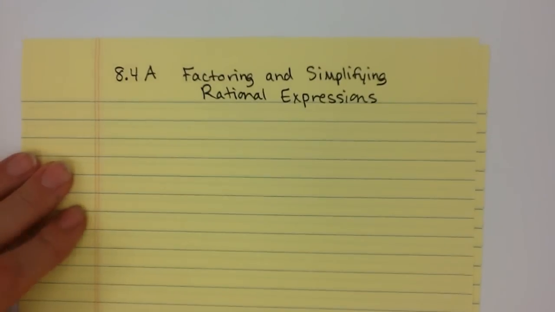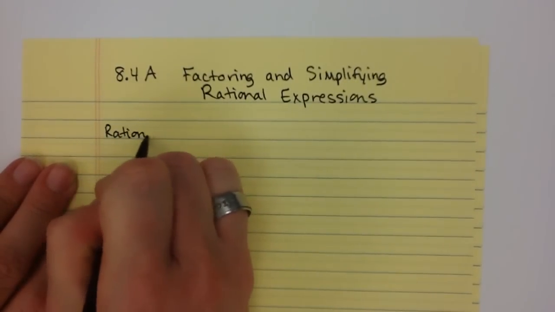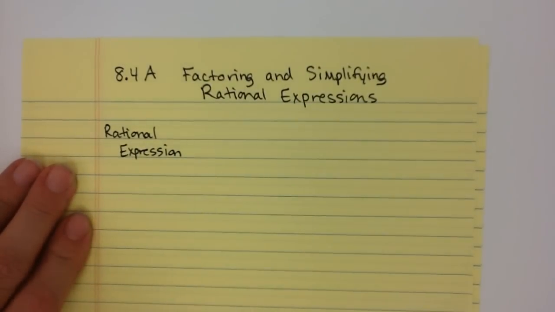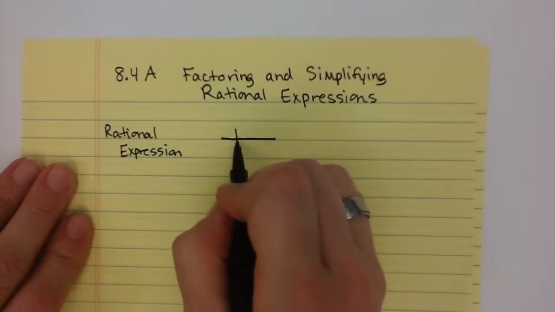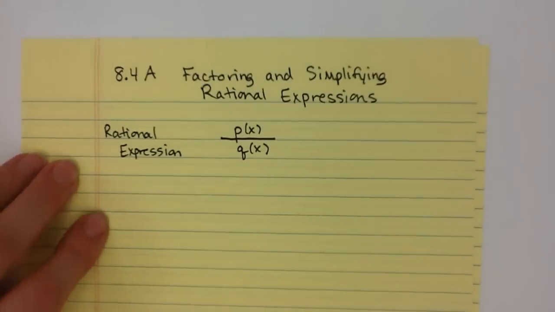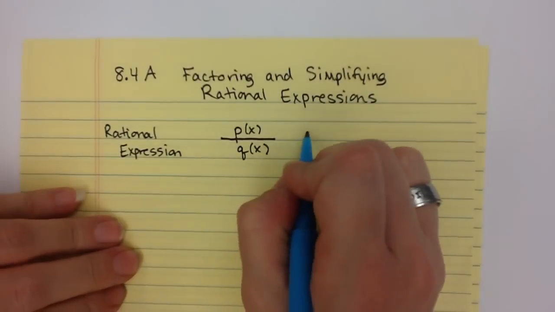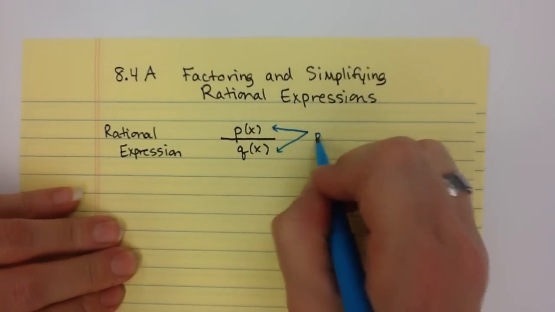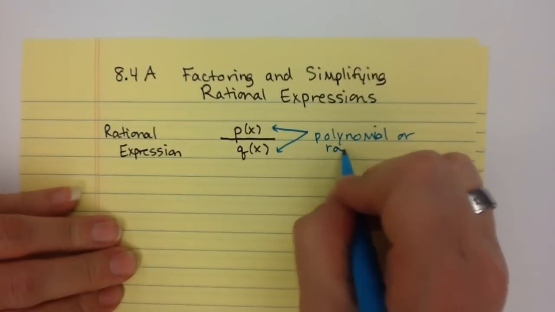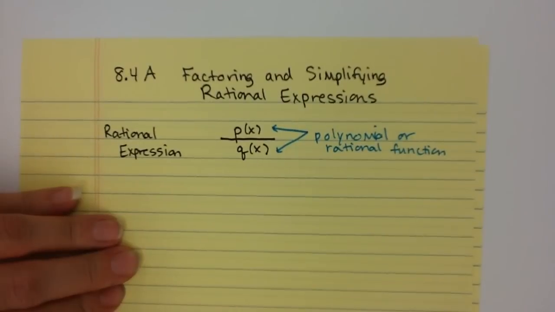Let's work on factoring and simplifying rational expressions. We'll start by saying what a rational expression is. A rational expression is in the form p of x divided by q of x, and each of those is going to be a polynomial or rational function, which means there's going to be variables in the numerator and in the denominator.